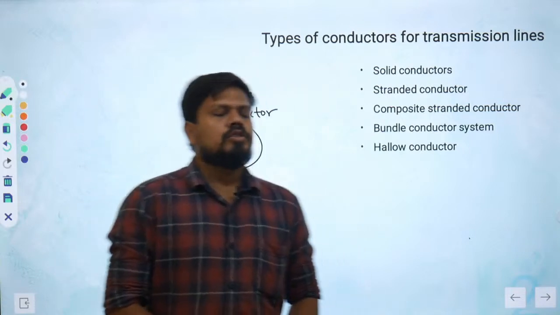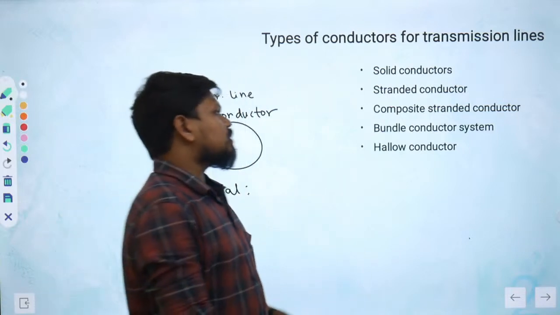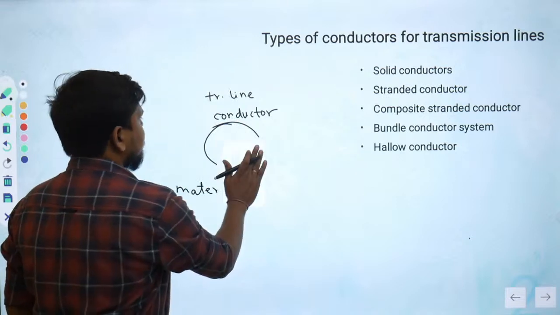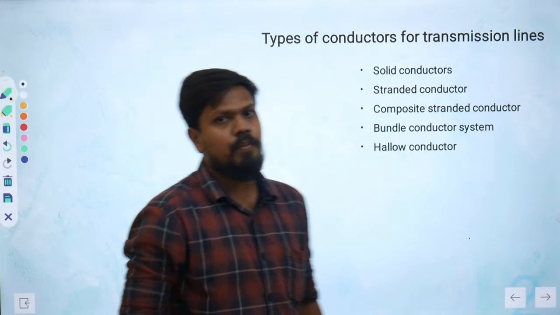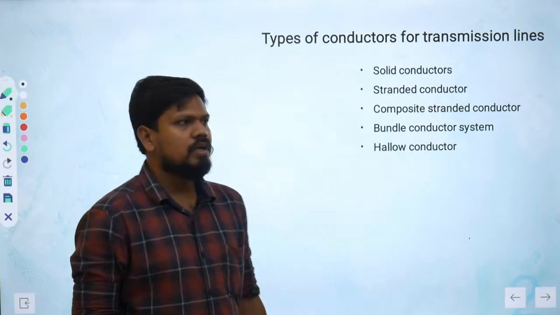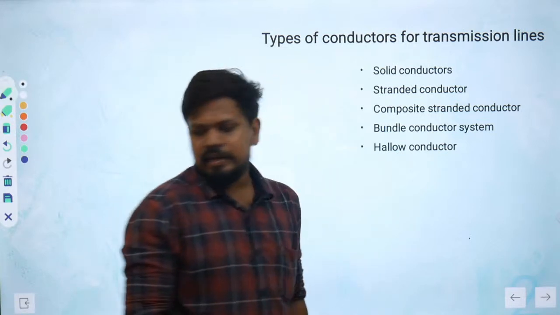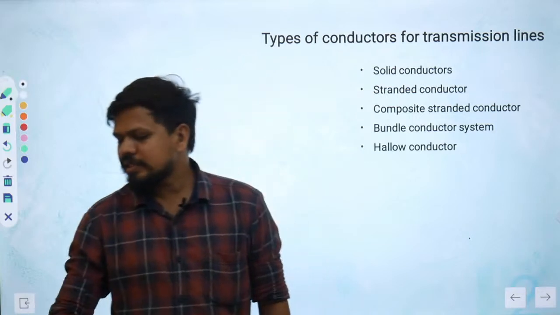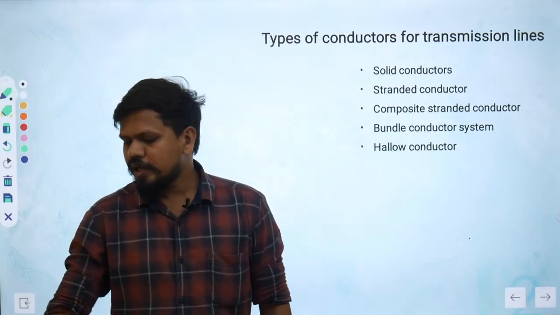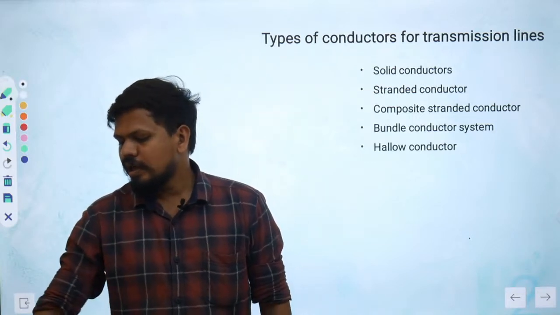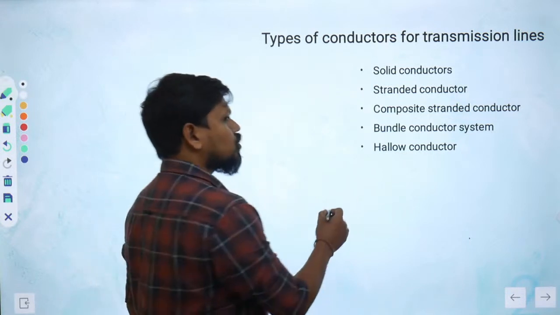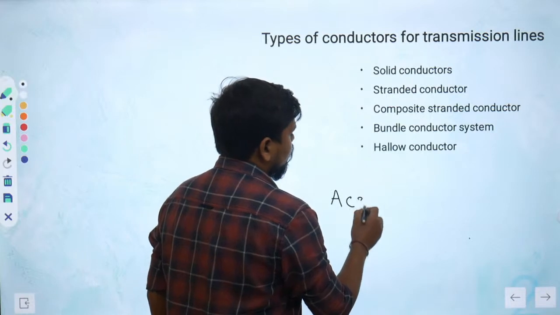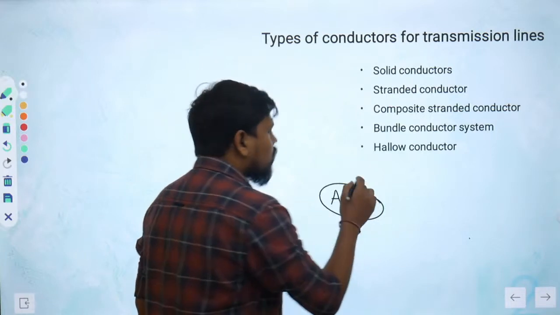Yeah, okay. So now, for the transmission lines, what are the exact ones? What are the materials we are using, what type of conductors we are using? That is ACSR type of conductors. So we use ACSR type of conductors for the transmission lines. And we will understand why we are using only ACSR conductors.